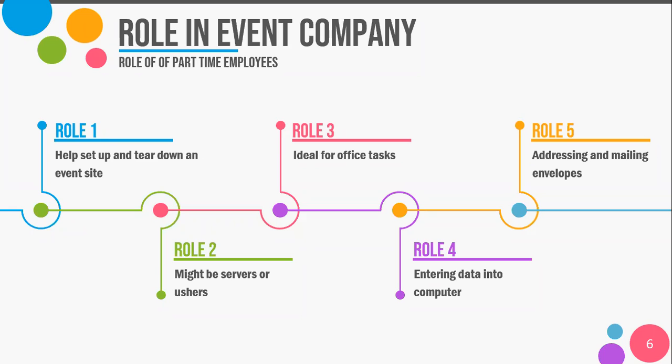Number three, they are also the ones who do the admin stuff, ideal for office tasks, mostly typing and photostating. Number four is entering data into the computer. All those small things are mainly done by the part-time employee. And last but not least is addressing and mailing envelopes, or what is known as an office boy. Those are the roles in the event planner's company.